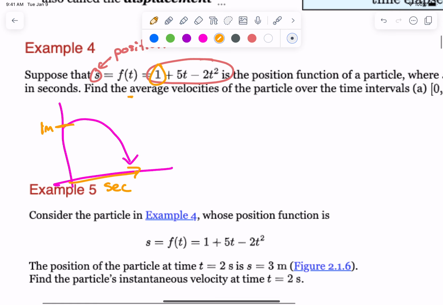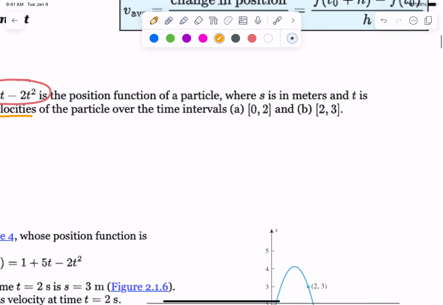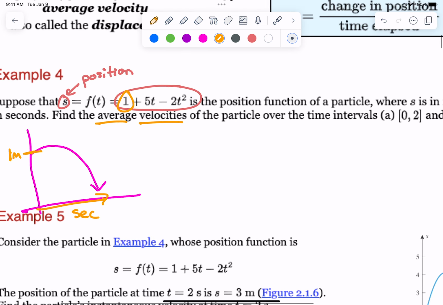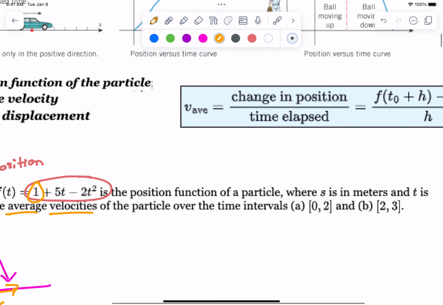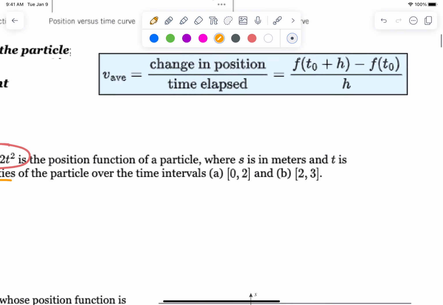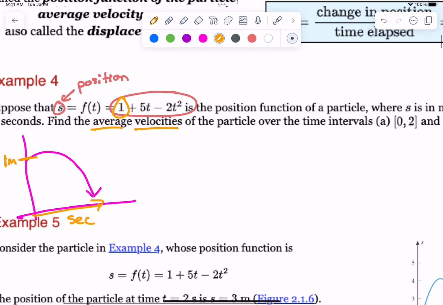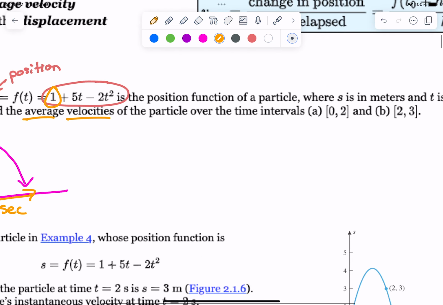Find the average velocities of the particle over the time interval. Okay, the average velocity. So let's look at this. Distance divided by time. Change in position, time elapsed. This is literally from 0 to 2. 1 meter divided by however many seconds.